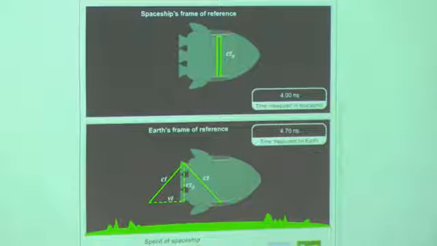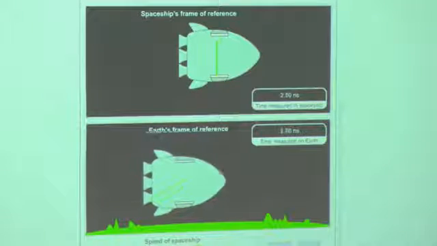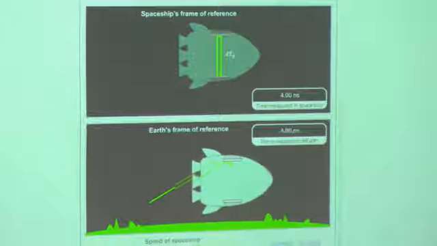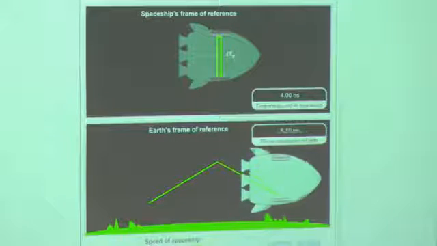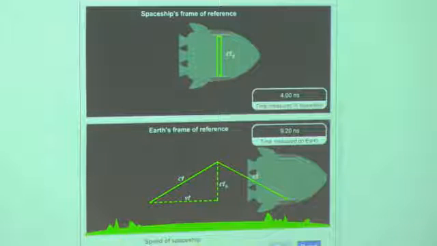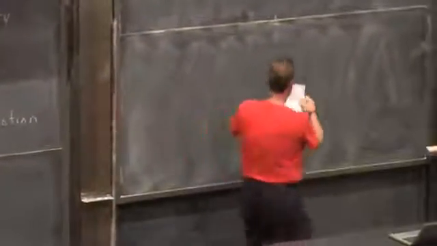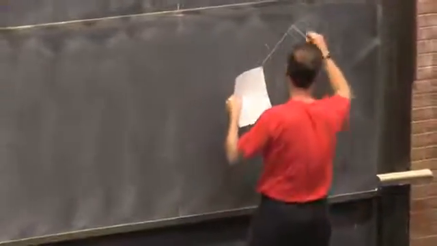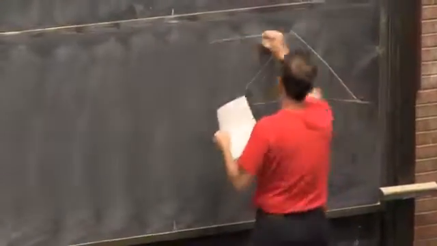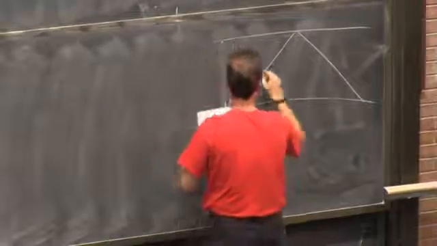And if you're going 90% the speed of light, you get the idea. You go even further. Watch this. From the frame of reference of the spaceship, it goes up and down in less time than it even took to go up from the other frame of reference on the Earth. So it goes up and back down. This one goes up and back down.